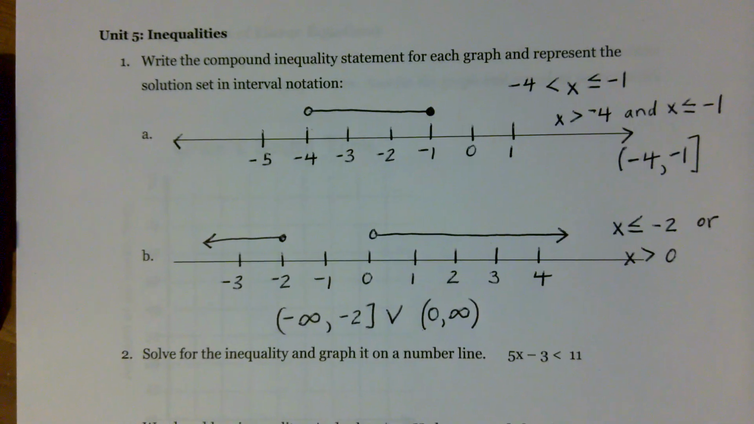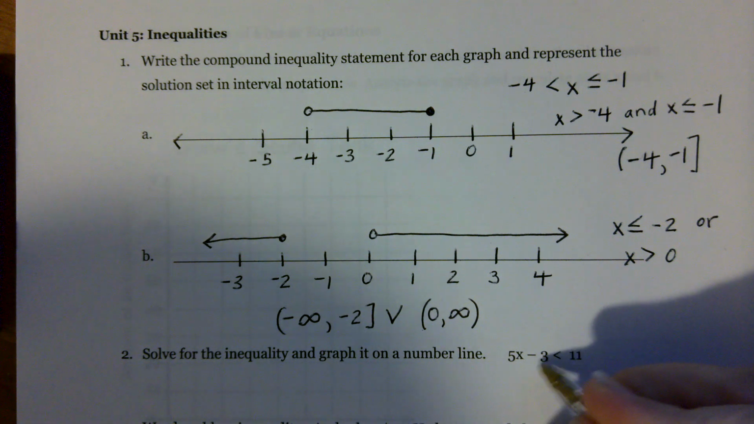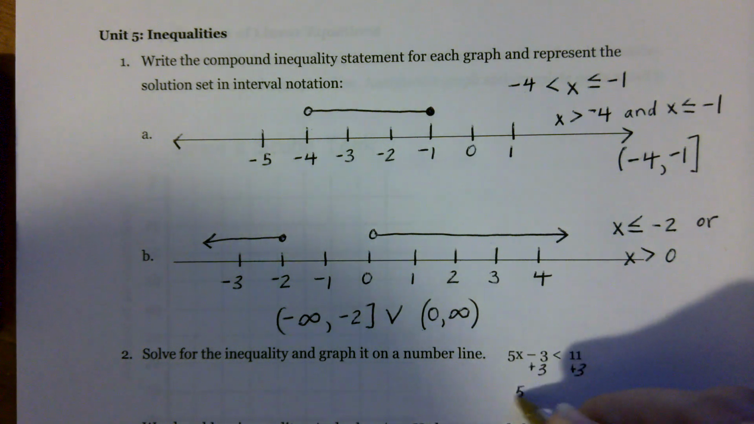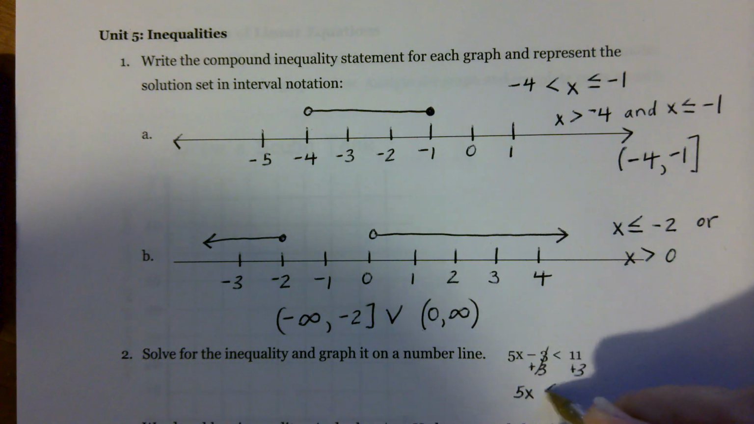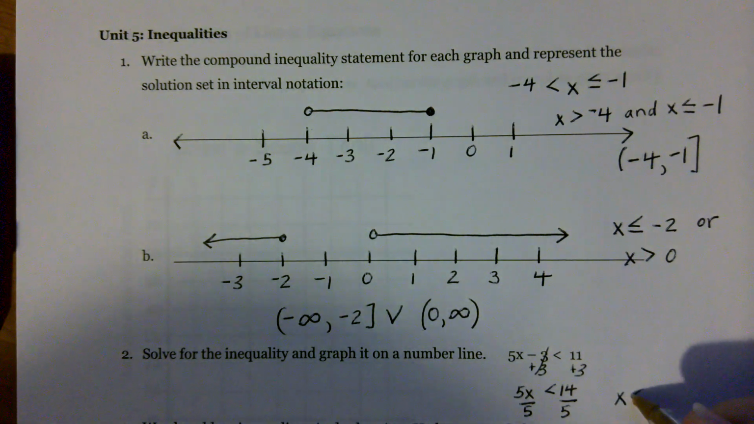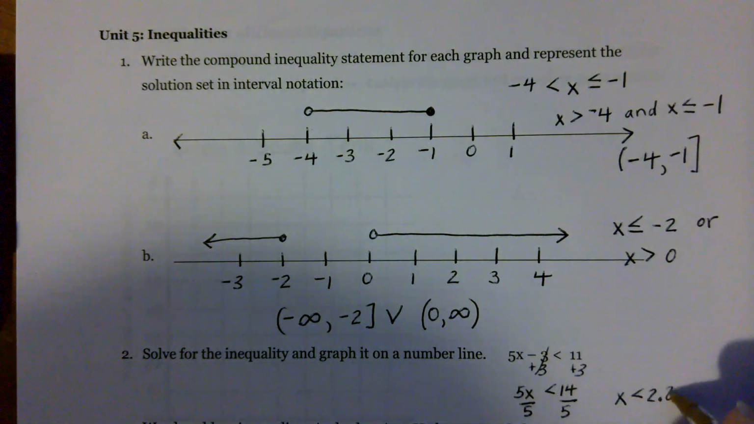Right, then you're asked to solve the inequality and graph it on a number line. To solve this, I'm going to add 3 to both sides. I get 5x, that's a 0 pair, is less than 14. I divide by 5, and I get x is less than 2.8.